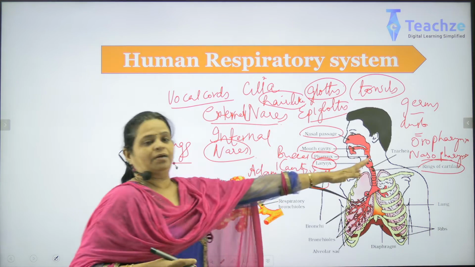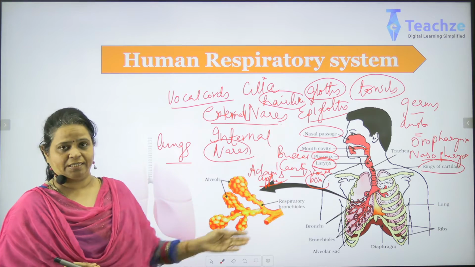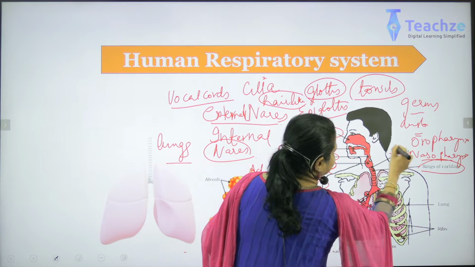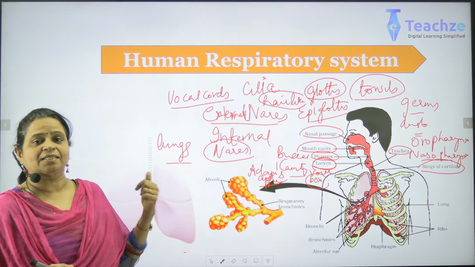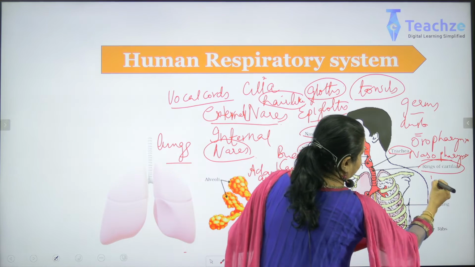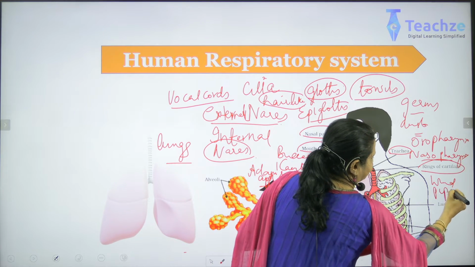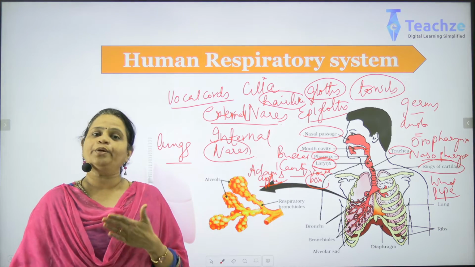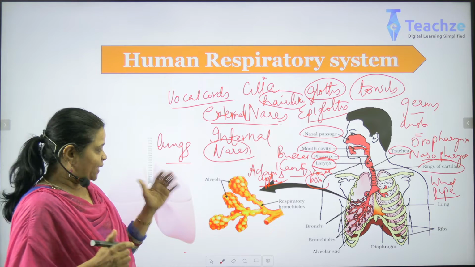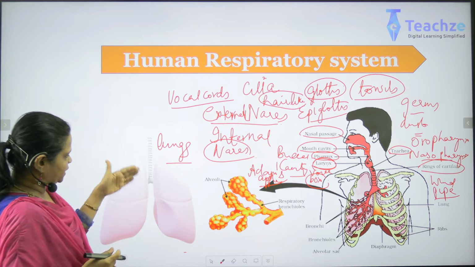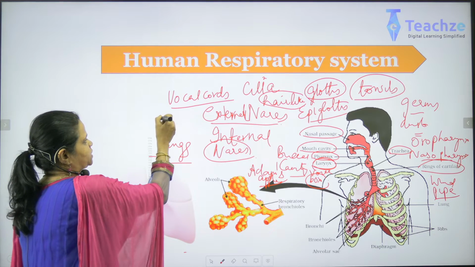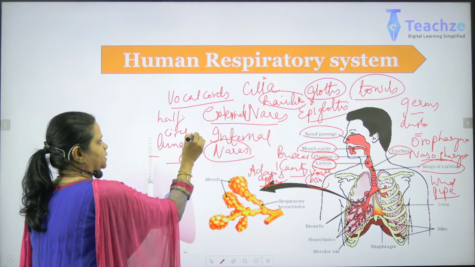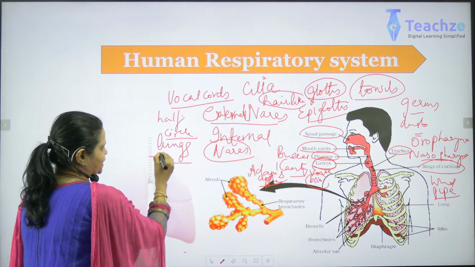Here we have written rings of cartilage. Now, what are these rings of cartilage and why have we taken this in this particular area, that is the trachea? The trachea is otherwise called the windpipe or the air passage, which has these rings of cartilage. Why do we need these rings of cartilage? You can see it here. There are rings of cartilage which are half circle, or otherwise called C-shaped cartilage.